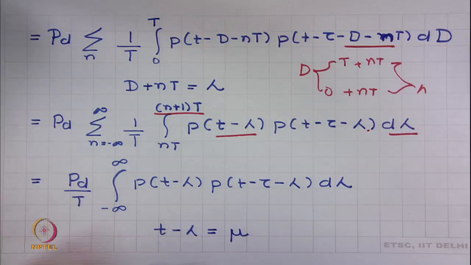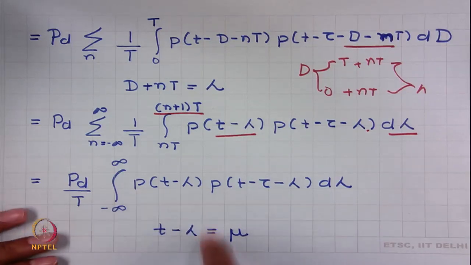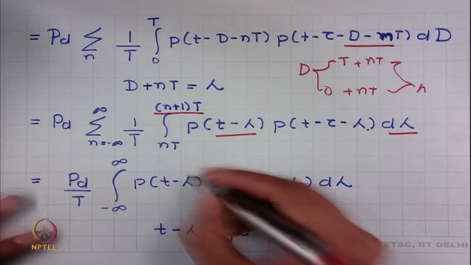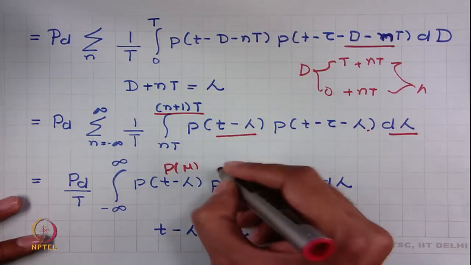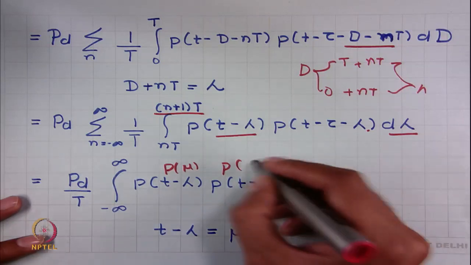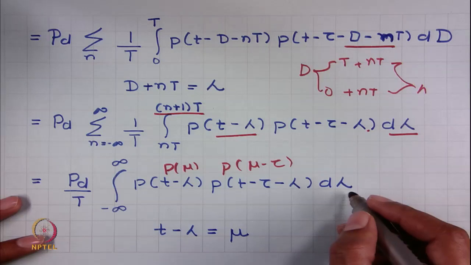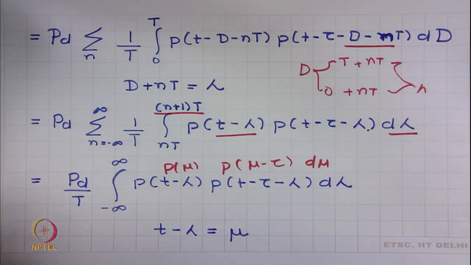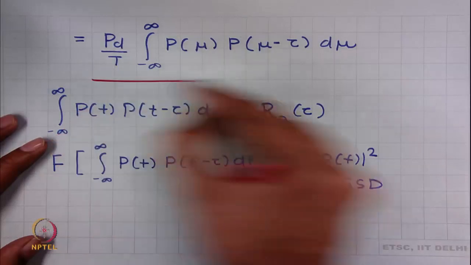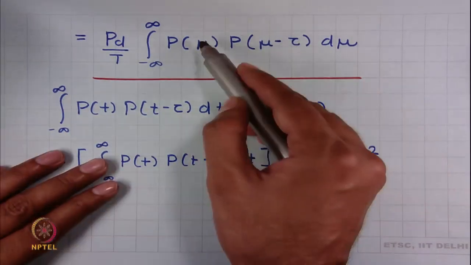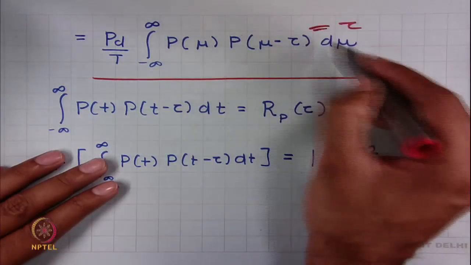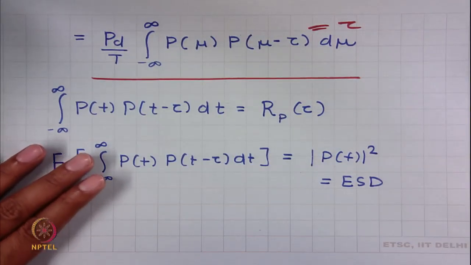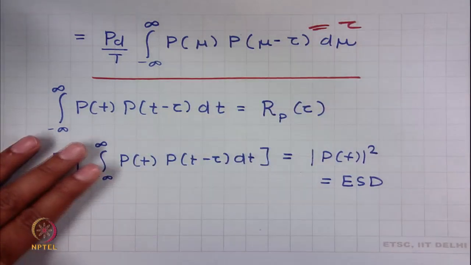Then, doing another change in variable, I am substituting now t minus lambda as mu, and when I do this, this becomes p of mu, this becomes p of mu minus tau, and d lambda becomes d mu. Okay. Minus sign, but the limits will also get flipped, and in the end the net result would be the same. So, I have this equation, and now you see what has happened. Now, this is only a function of tau, this is not a function of mu, because mu is a running variable, it goes from minus infinity to plus infinity, it is a definite integral, and hence this is not a function of mu, it is simply a function of tau.